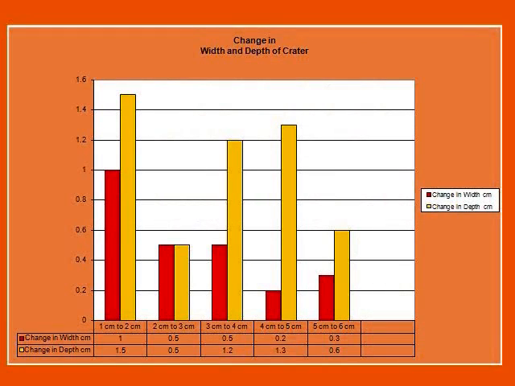Shannon and I also looked at a change in the width and the depths of the craters from trial to trial. So there's only 5 of these comparisons compared to our 6 trials. But what we noticed is that with the change in depth, there was no clear pattern that we could establish out of this.